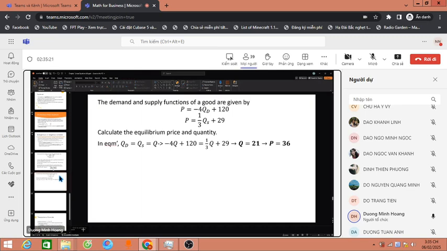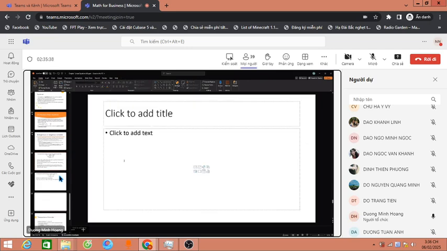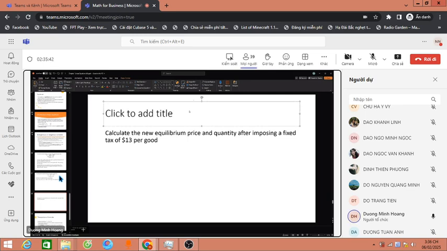So that's the first one: how to find the equilibrium price and quantity. Now, calculating equilibrium price and quantity after imposing a tax.